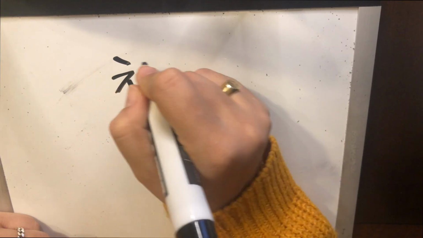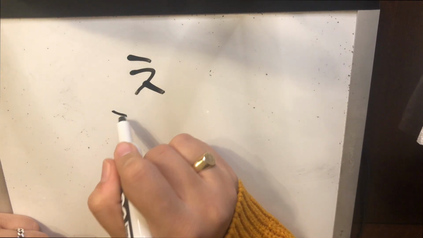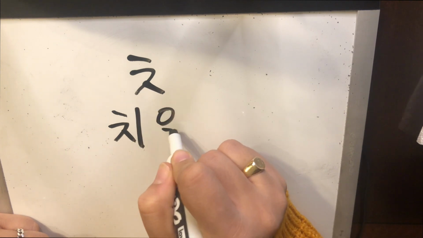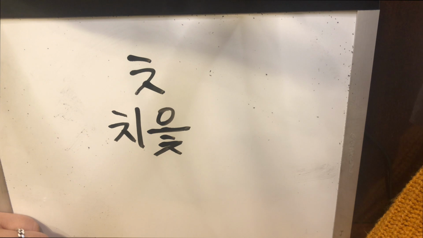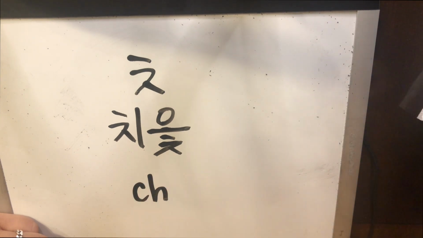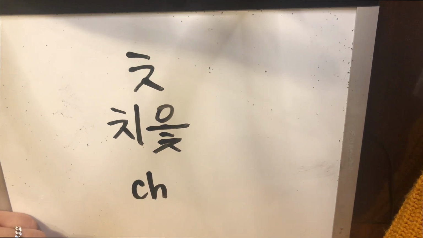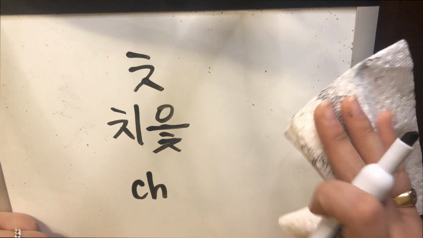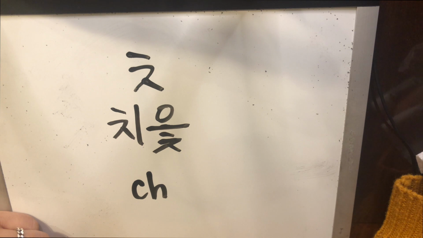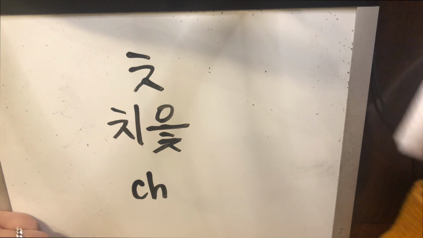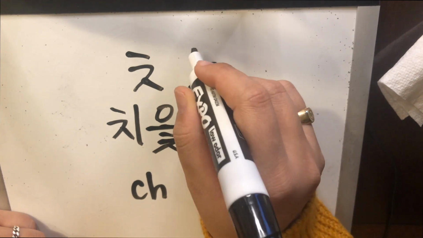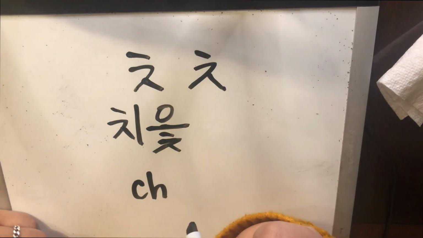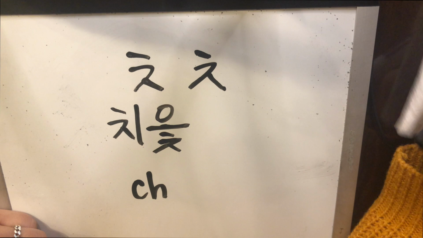Then we have chieut. Oh, I almost forgot how to write it. Chieut makes a CH sound, like in chair or in cheese. Pretty easy to remember. And all you're doing to what we just did, the jieut, you're putting a little hat on it, and then it becomes chieut. Okay?